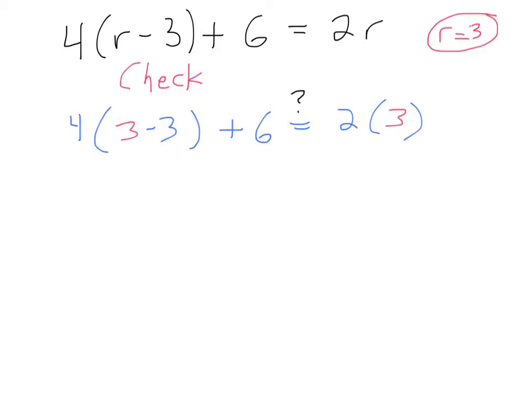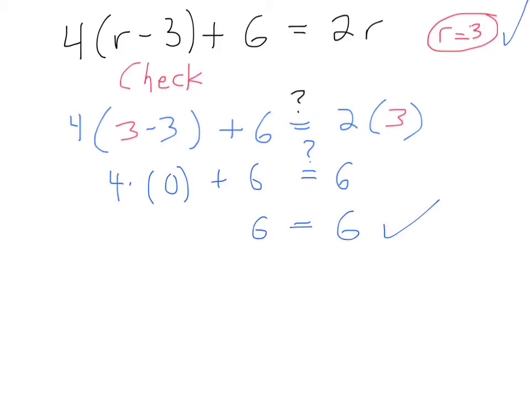So let's simplify the right-hand side. We know the right-hand side is just 2 times 3. That's 6. Hopefully the left-hand side is equal to 6 as well. So then PEMDAS tells us to focus on parentheses first, because remember, we're not solving here, we're checking, we're evaluating, we're simplifying. 3 minus 3 is 0. And PEMDAS says next to do multiplication. 4 times 0 is 0, plus 6 is 6. So 6 equals 6, therefore your answer is correct because you ended with a true statement. R equals 3 is correct.